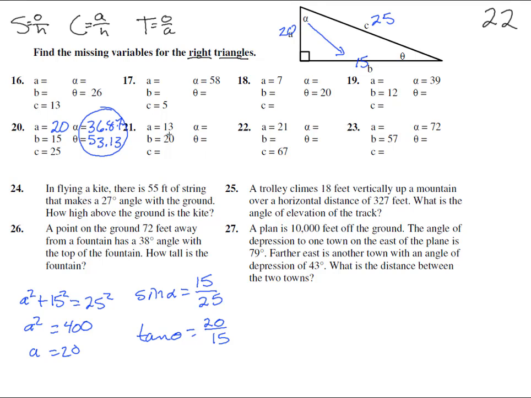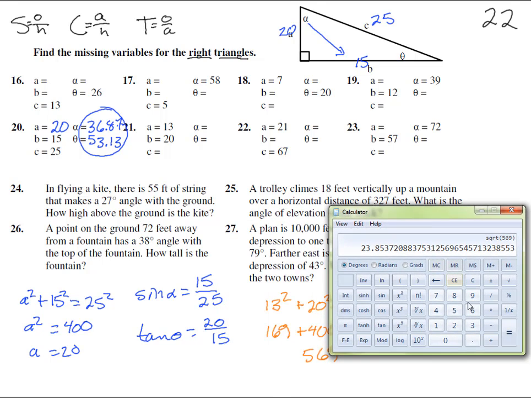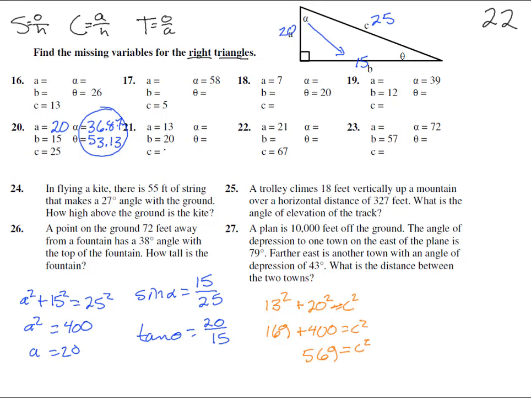All right, let's try number 21. We have A is 13, B is 20, and so for C we're going to use a squared plus b squared equals c squared. Certainly 13 squared plus 20 squared equals c squared. So 169 plus 400 equals c squared. C squared would then equal 569. So we pull up that calculator and hit the square root of 569, and we get 23.85. 23.85 will be C. Now notice we rounded that to the nearest hundredth, so that won't be incredibly accurate to use later on.